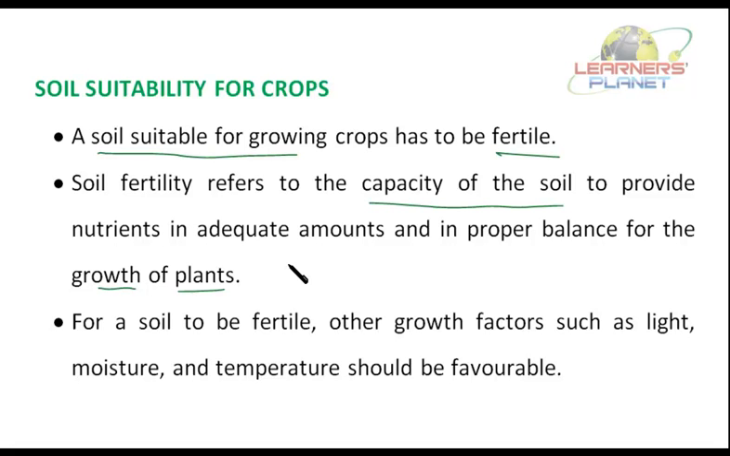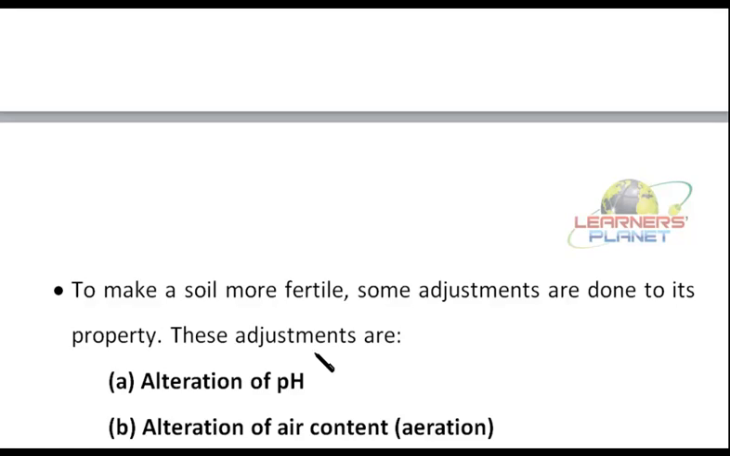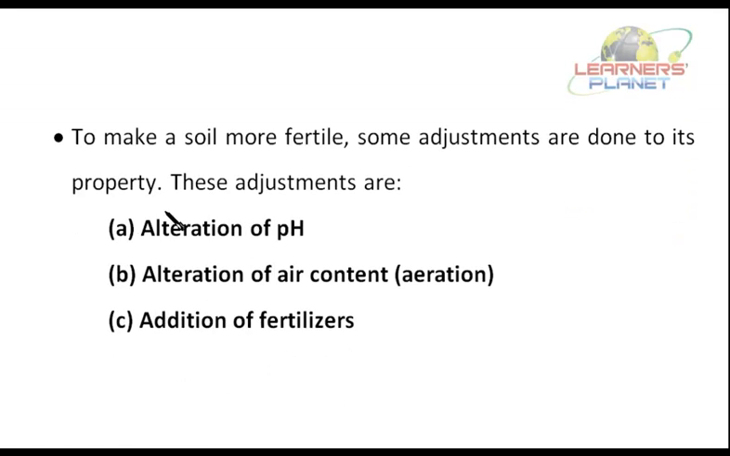Right? So, for a soil to be fertile, there are many factors on which the crops grow, for which the conditions are favorable for a particular type of crop. So to make a soil more fertile, some adjustments are to be done to its property, and these adjustments are alteration of pH, alteration of air content or aeration, and addition of fertilizers. There are other adjustments too, but we are only discussing some of them. Other adjustments would be discussed in the higher grades.